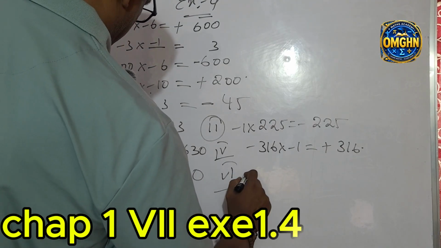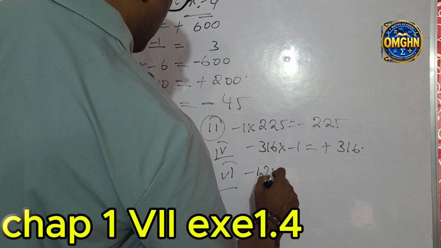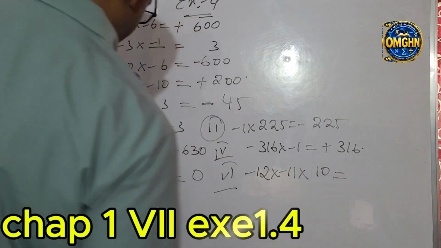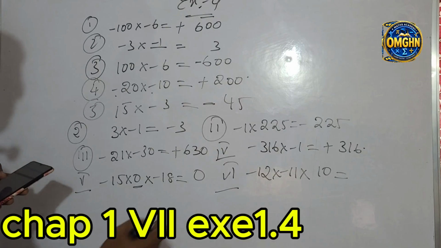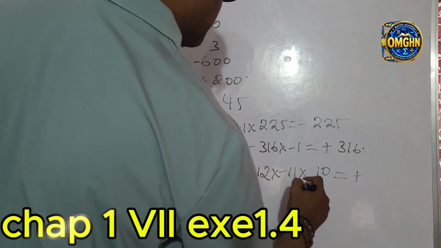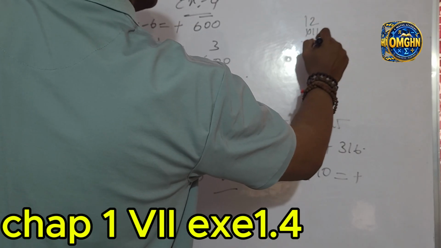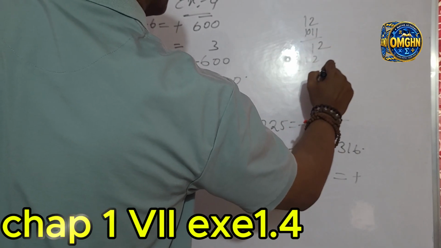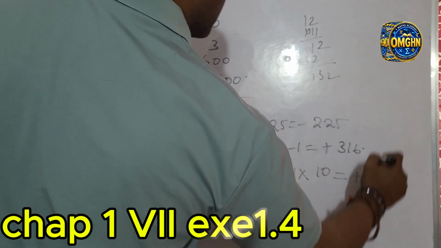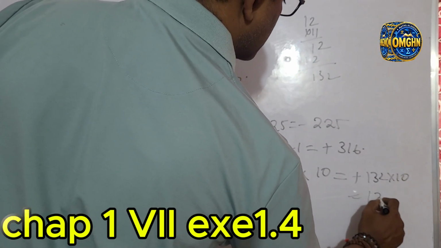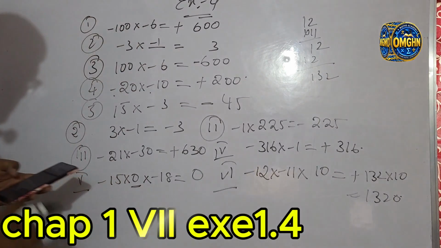Sixth one. Minus 12 into minus 11 into 10. Now see here. Minus into minus, plus, plus into plus, plus only. 12 11s are, 2 1s are 2, 1 2s are 2, 132. 132 into 10, that is equal to 1320. Okay.